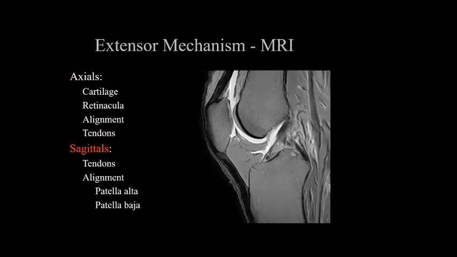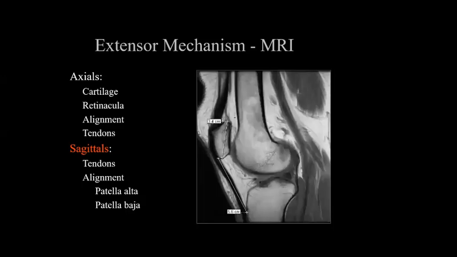The sagittal plane is really helpful to assess the position of the patella. So we always assess the patellar position, especially in patients with prior lateral patellar dislocation. We assess it by measuring the length of the patellar tendon and the length of the patella, and then we work out the Insall-Salvati index. This index will determine if the patella is alta, which means high in position, or patella baja, which is low in position.